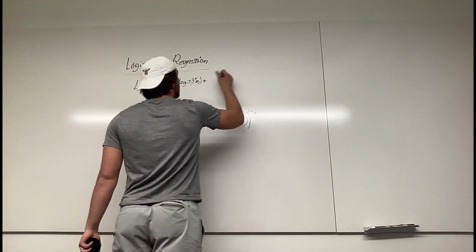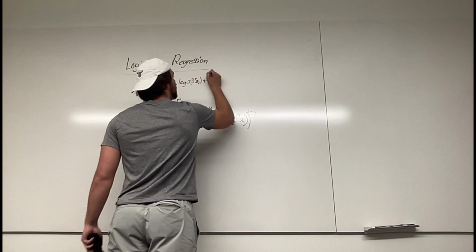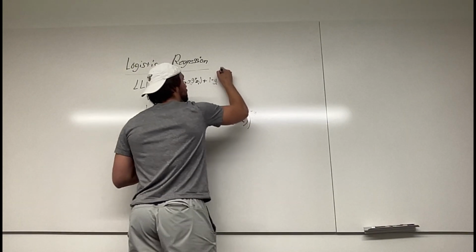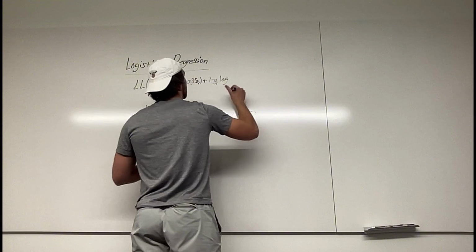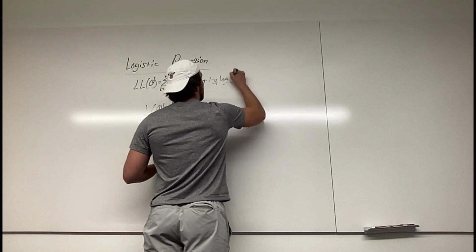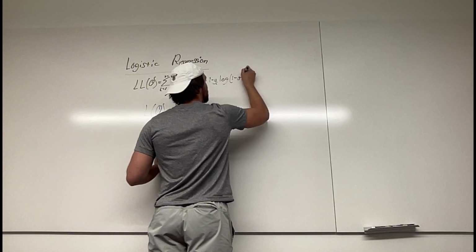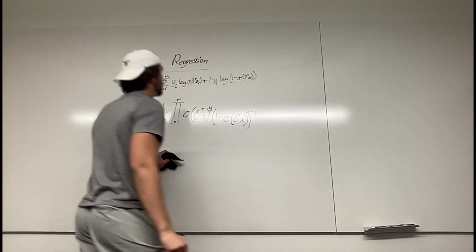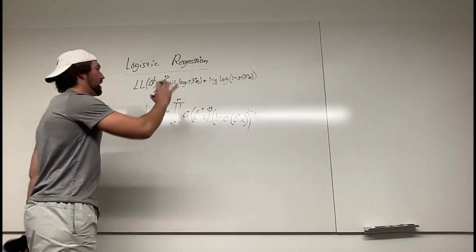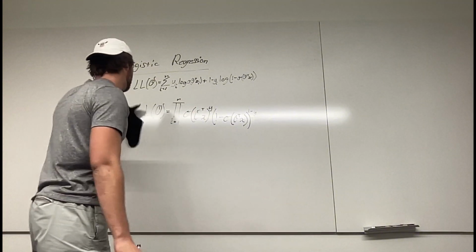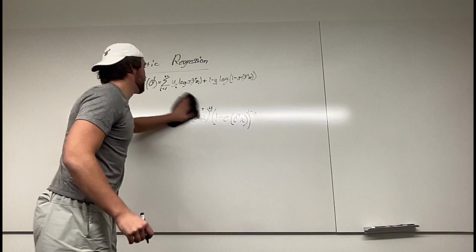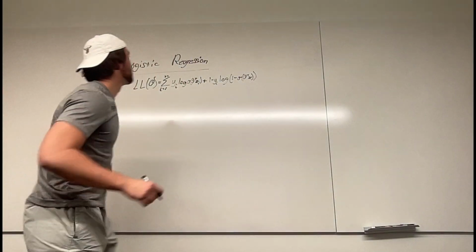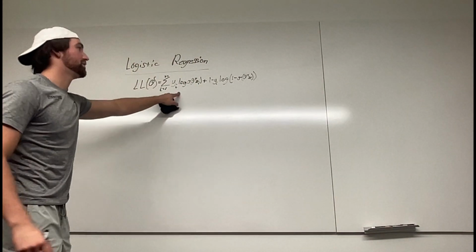But we got exponent, pull it out front, (1 minus y_i) times log of 1 minus sigma theta transpose x. Look at this. We've already got a much simpler form that we can work with. We got the log likelihood. Now we're just going to try and figure out what the derivative is of this function here.